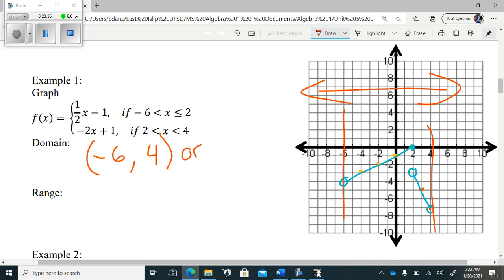I could have written it using inequality notation, or what we call set builder notation. I could have said that it exists for the x is between -6 and 4, and it's not equal to, so I just put less than signs. So that's allowed also.